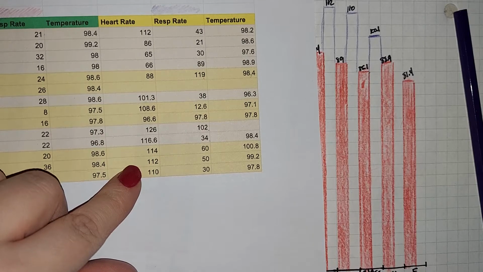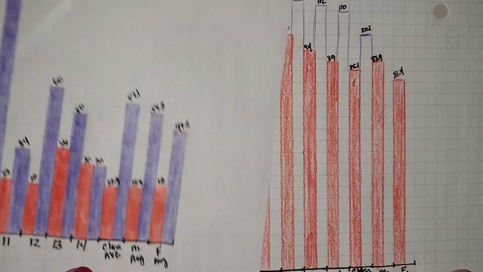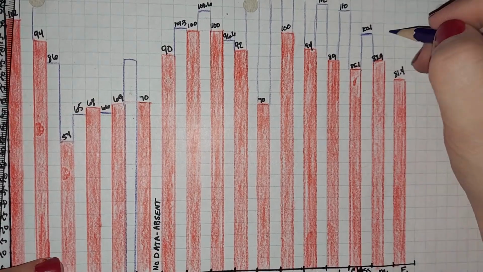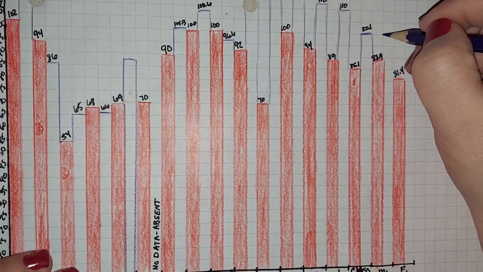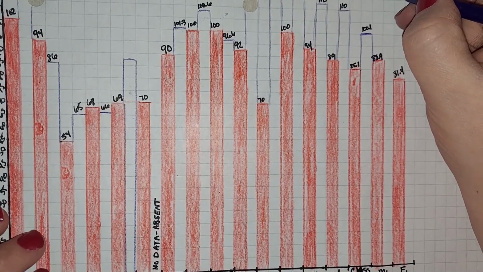And divide by 6. That's a better number. It's 121.8. 100, 5, 10, 15, 20.